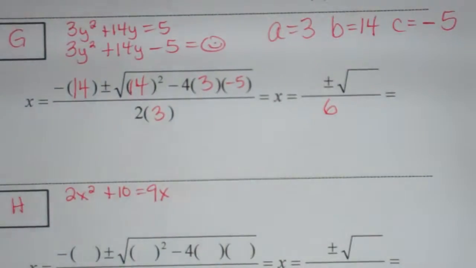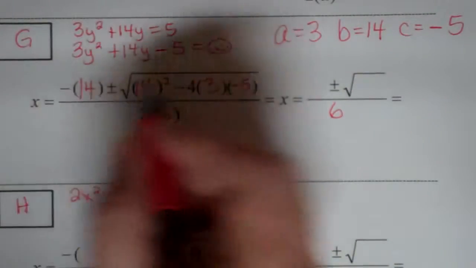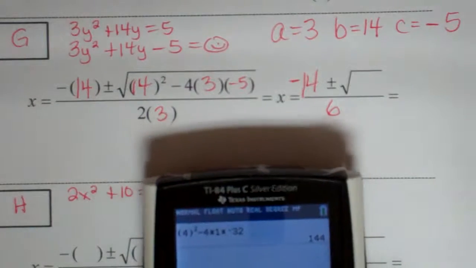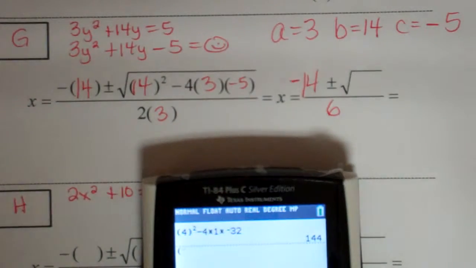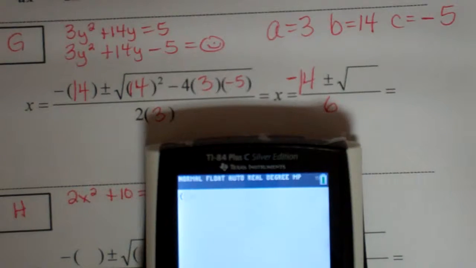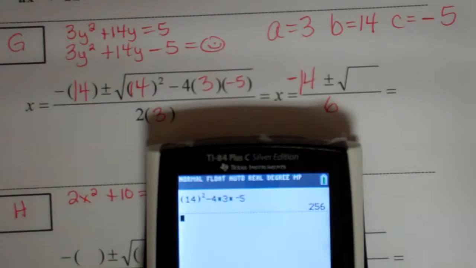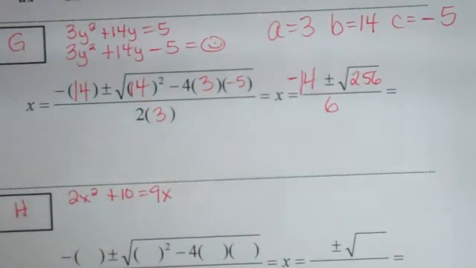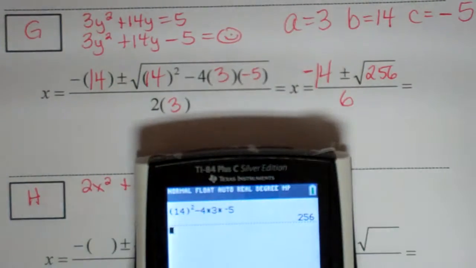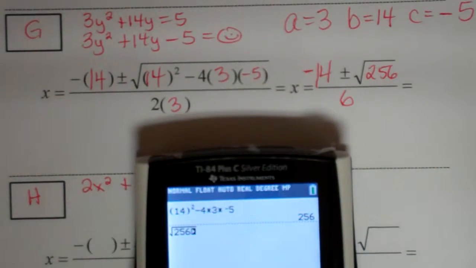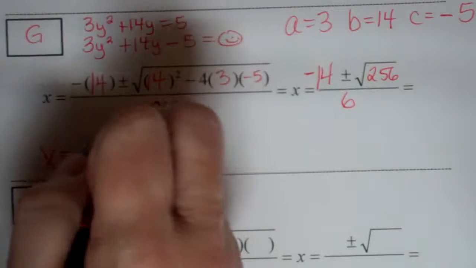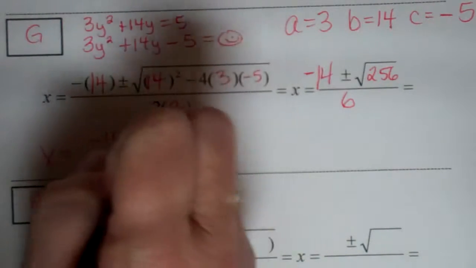So now I have a 6 here, because 2 times 3 is 6. The negative of 14 is negative 14. So now I'm going to get out my calculator, and I've got 14 squared minus 4 times 3 times negative 5, and I get 256. Merciful heavens, that's a big number. Now we take the square root of 256 and we're going to get 16. So now x is equal to negative 14 plus or minus 16 over 6.